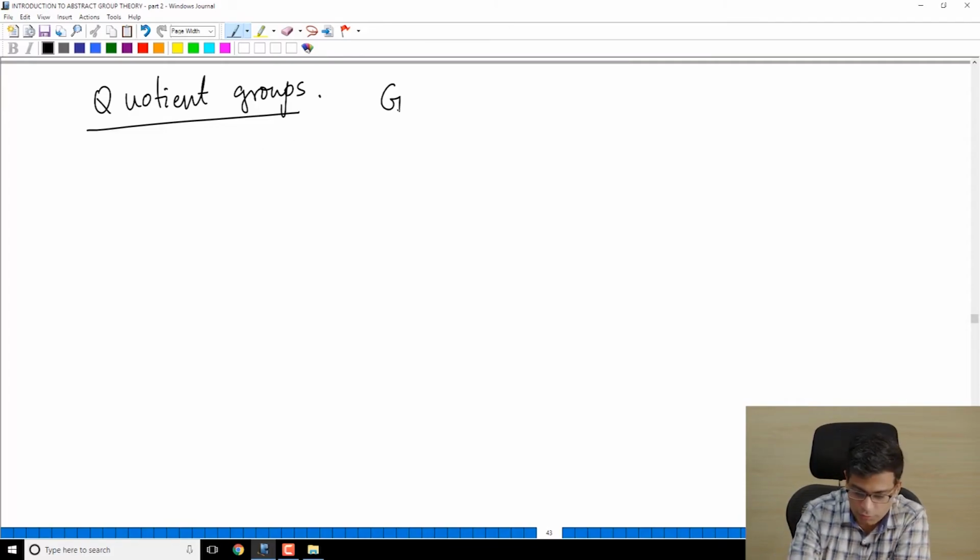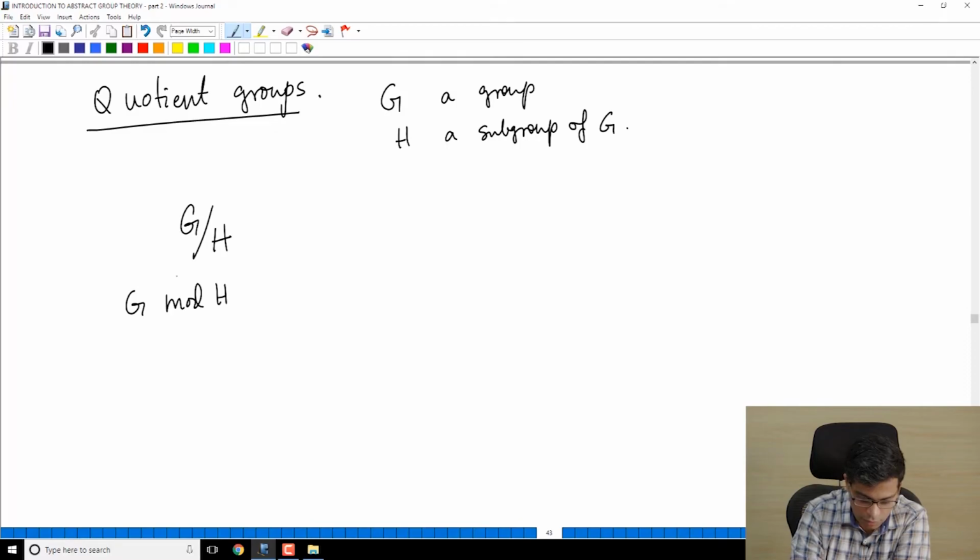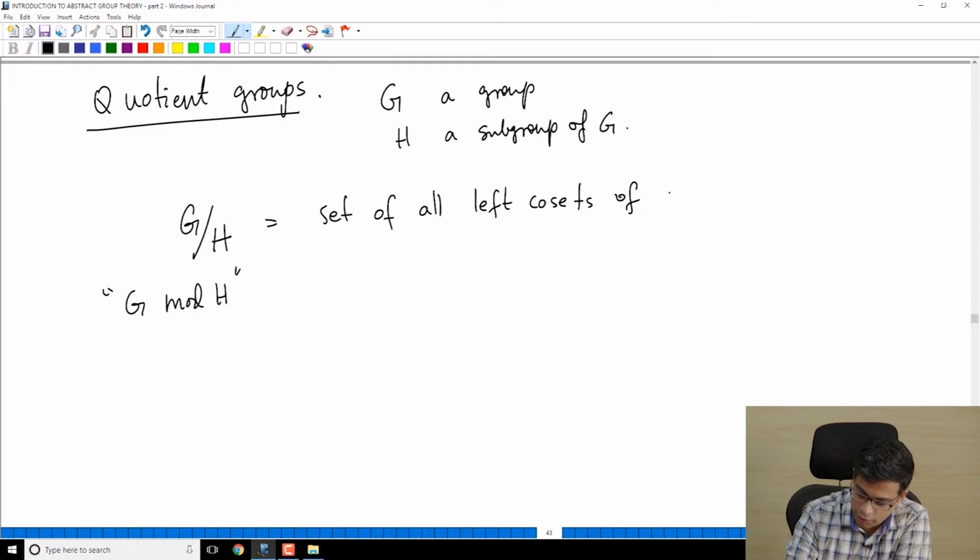You have a group G and H, a subgroup of G. In the previous video I introduced for you the notation G mod H, right? G mod H was this set of all left cosets of H in G. So in other words, these are all elements of the form aH, where a is in G.